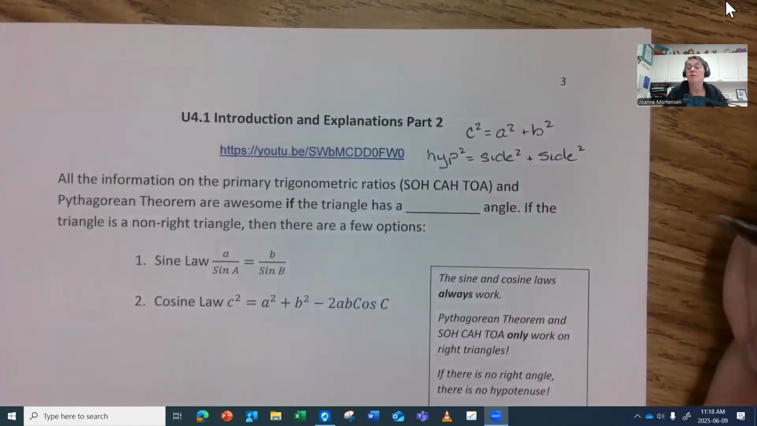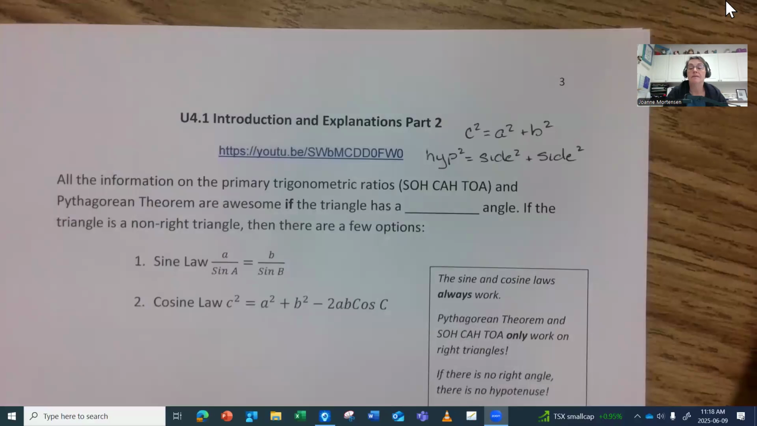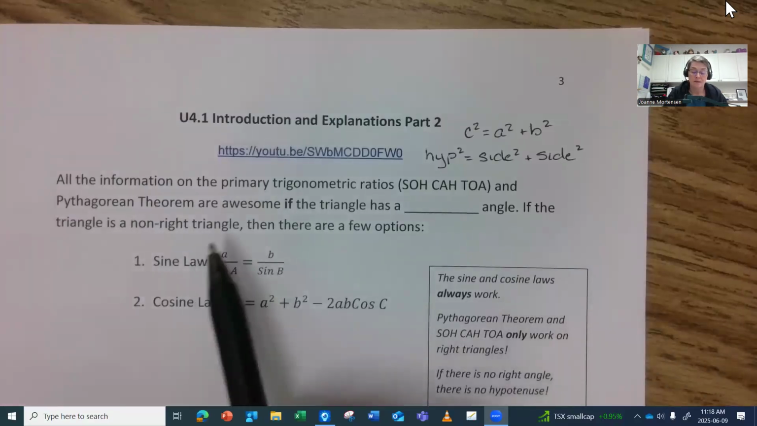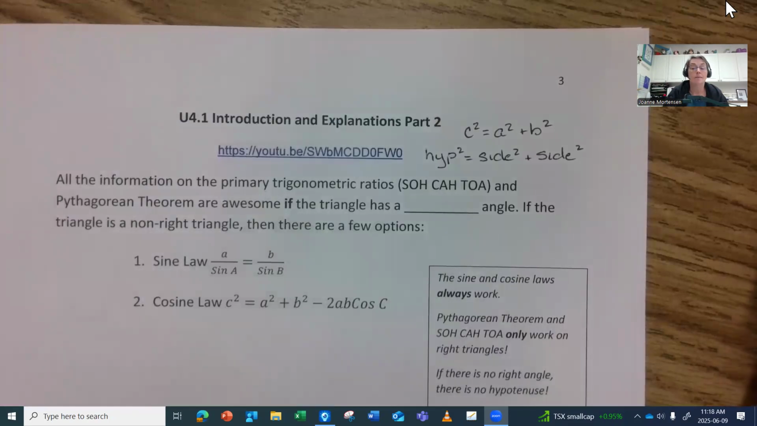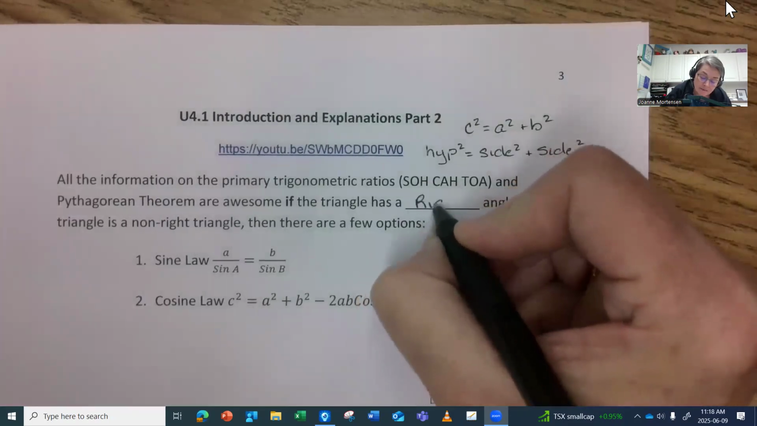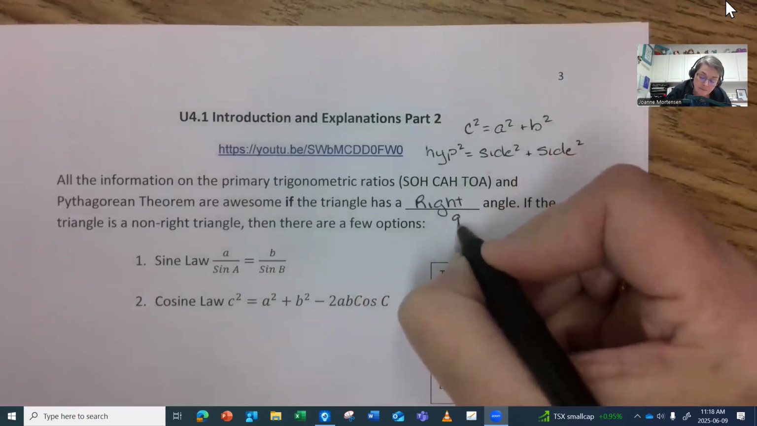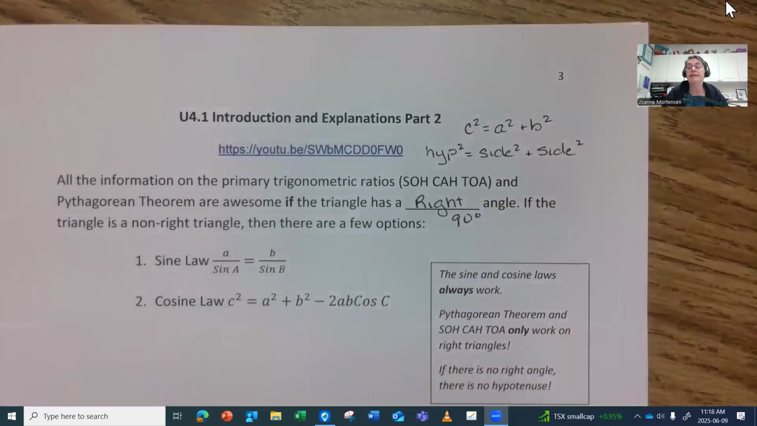They're beautiful for Grade 10, but they are awesome only if the triangle has a right angle. So there has to be a 90 degree angle in there. If there's not a 90-degree angle, you don't get to use those. So this is Math 20. It's more fun. We get to do non-right angle triangles. Two options that I'll talk about in a sec, and then also two quick rules that'll save you a lot of time.